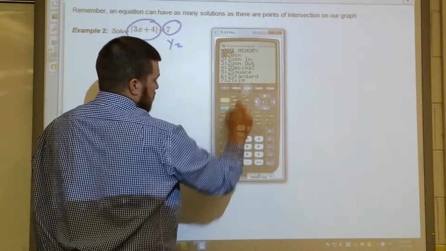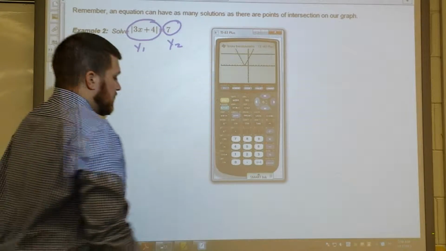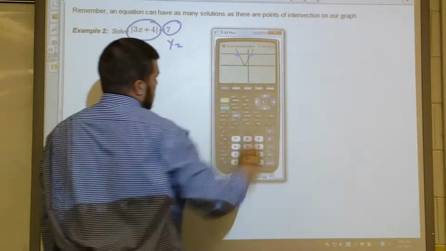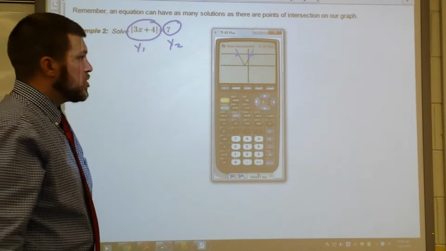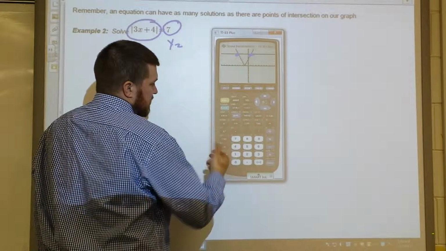Graph it. Every time you do a new picture, always hit zoom 6. That's just a good practice to be in. And you can then very clearly see that this equation has 2 points of intersection when we graph it. So that means there's going to be 2 answers. I need to find both of them. So I'm going to start my process.